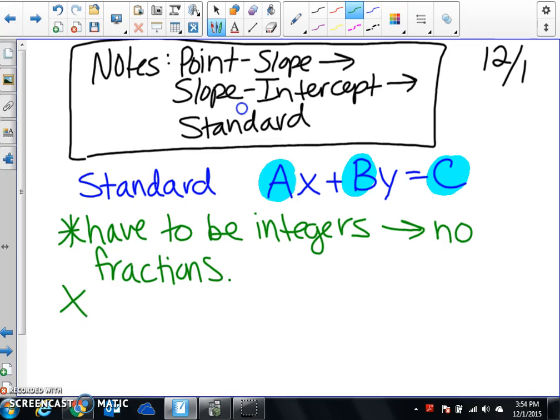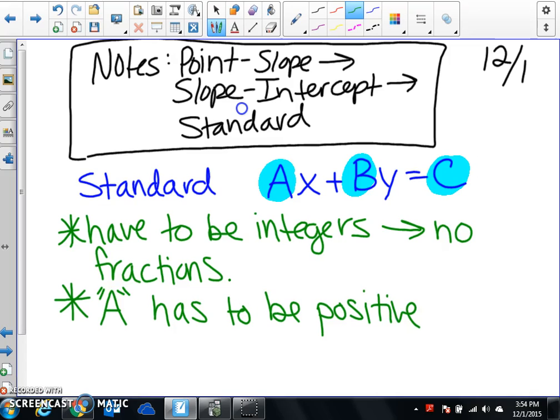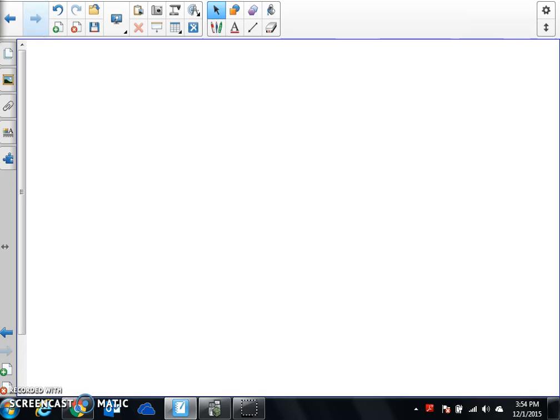Okay? Another biggie is that A has to be positive. So the leading coefficient needs to be positive. So this A needs to be positive. Okay? Let's do a couple with that, and then we'll actually go into the other one.